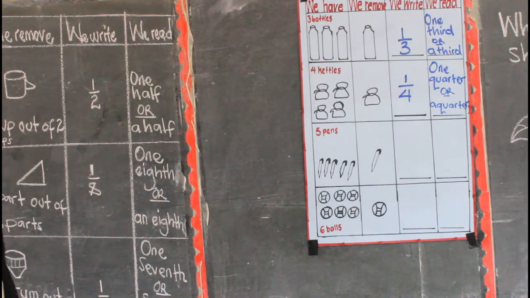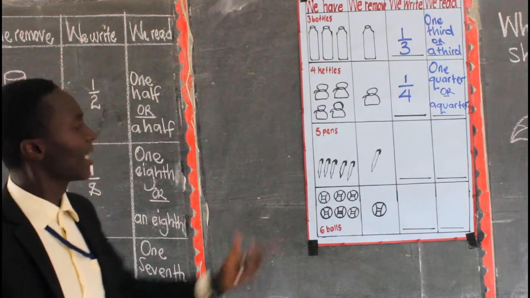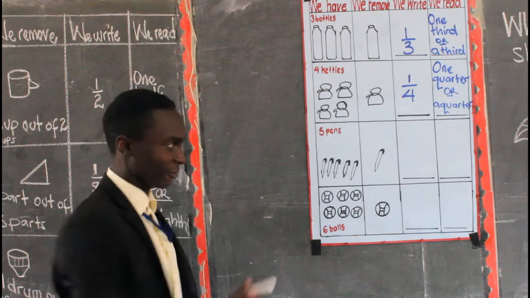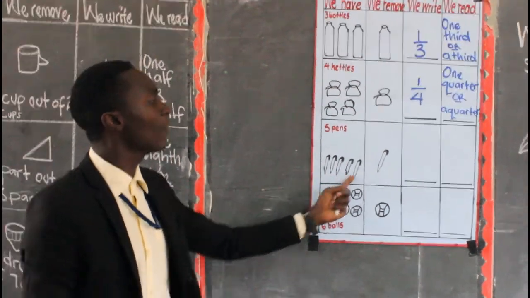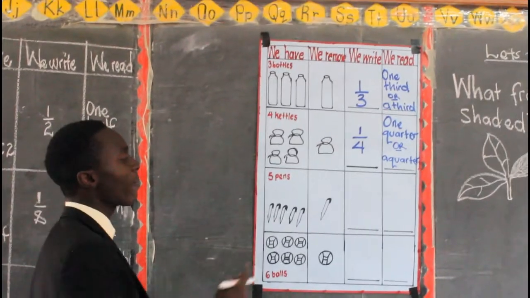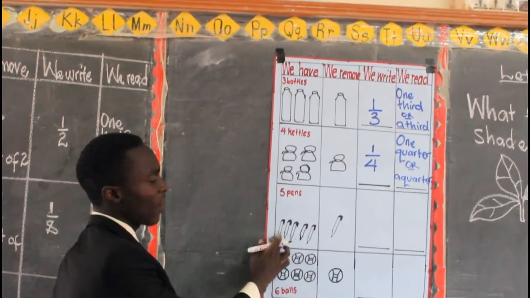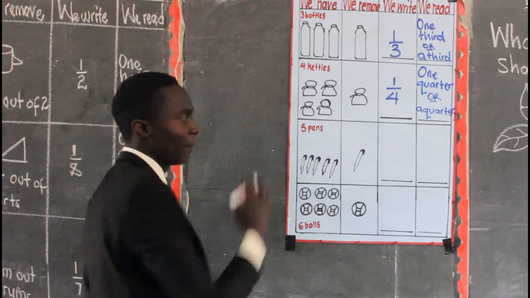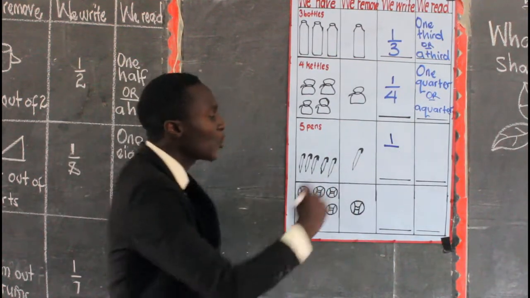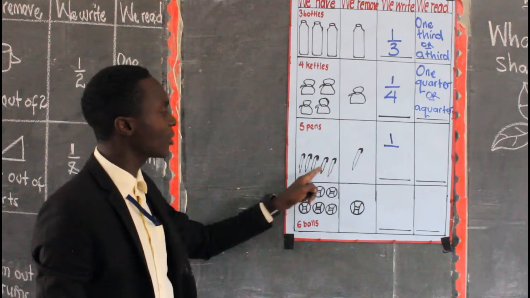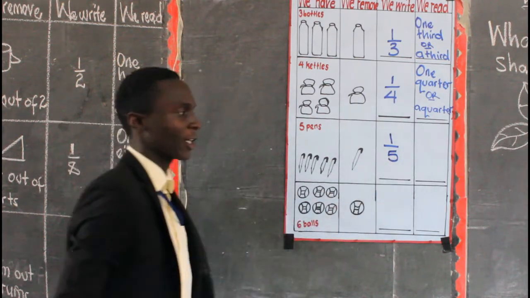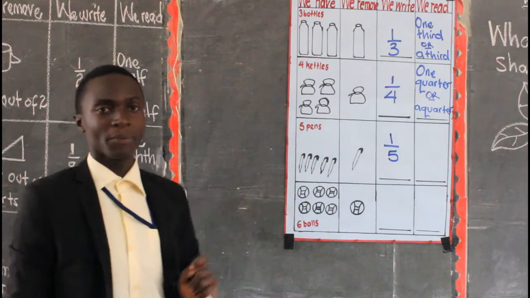Yes, we go to another example. That's the 3rd example on this chart. We are having how many pens here? Let us count. 1, 2, 3, 4, 5. Out of these 5 pens, someone removed 1 pen. So what is the fraction? Our fraction is 1 pen which is removed out of the total number of pens that we counted. 1, 2, 3, 4, 5. Out of 5 pens. That is the fraction. 1 pen out of 5 pens.